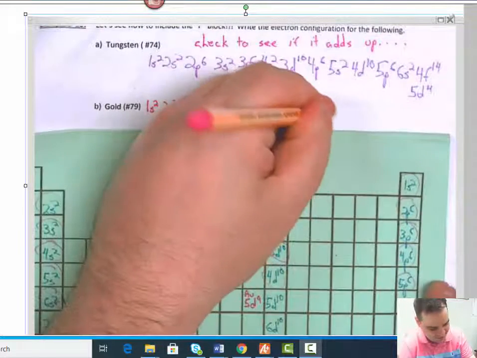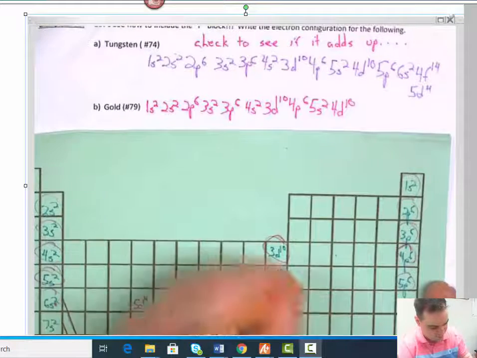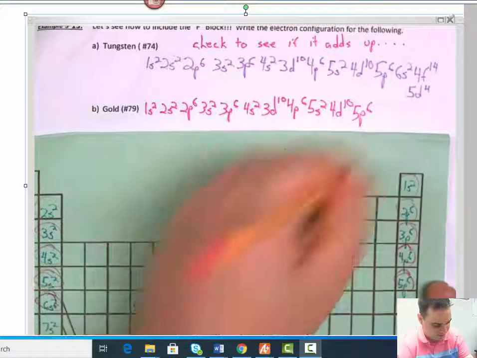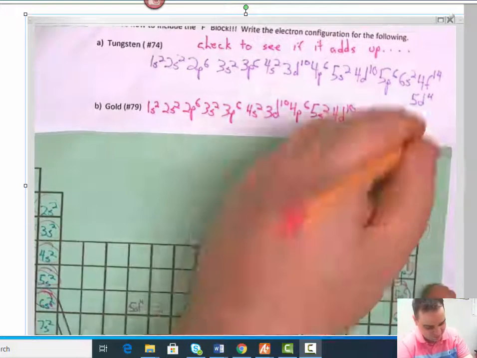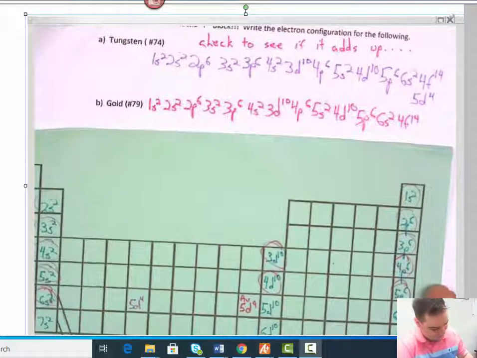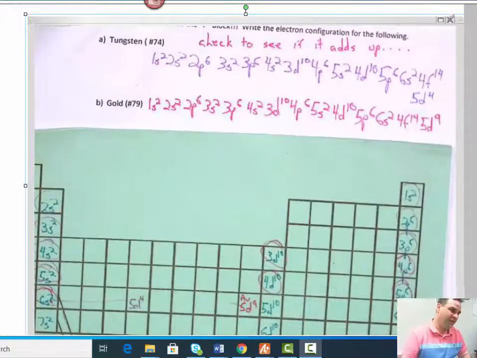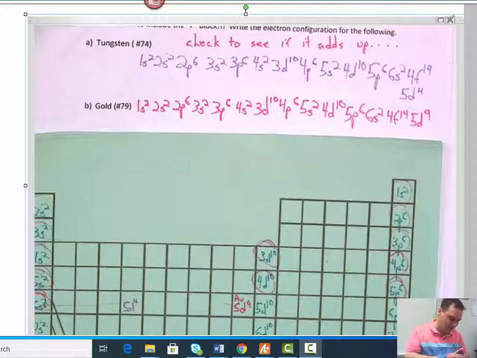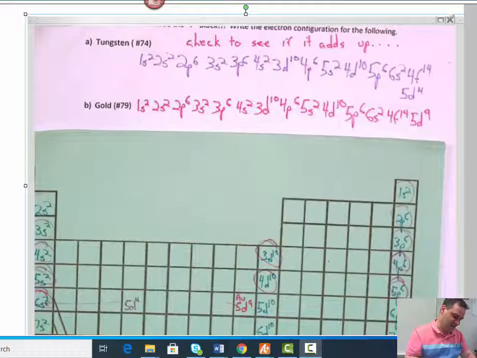4p6, 5s2, 4d10, 5p6, 6s2, and then we have to go down to the lanthanides. 4f14, and then 5d9. So the only thing that changed between tungsten and gold is the last orbital, and those would add up to 79.